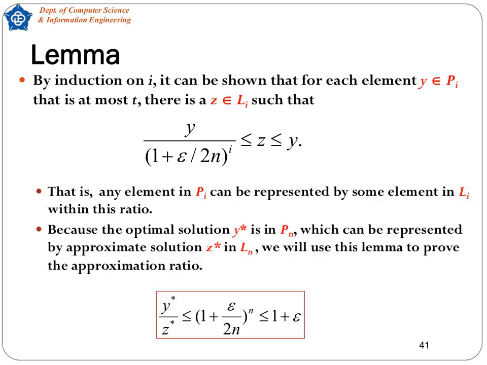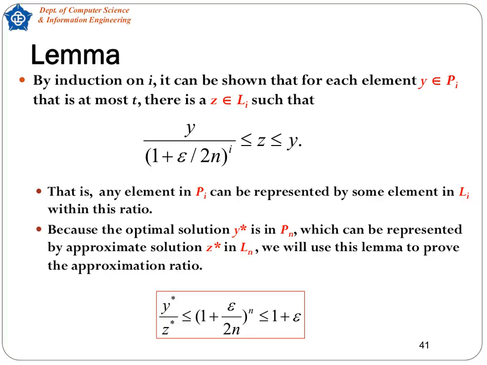Now that we've seen how trimming keeps each L_i small while preserving near-optimal sums, let's state the key lemma behind our approximation guarantee. We prove by induction on the index i that for every value y in P_i with y less than or equal to t, there's a corresponding entry z in the trimmed list L_i satisfying y is greater than or equal to z is greater than or equal to y divided by (1 plus epsilon/2n) to the power of i. In other words, each candidate sum in P_i can be closely represented by some value in L_i within a multiplicative factor of (1 plus epsilon/2n) to the i.